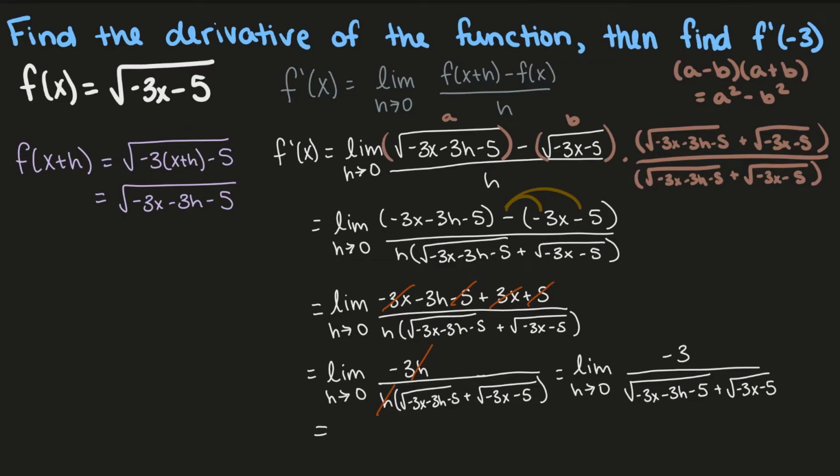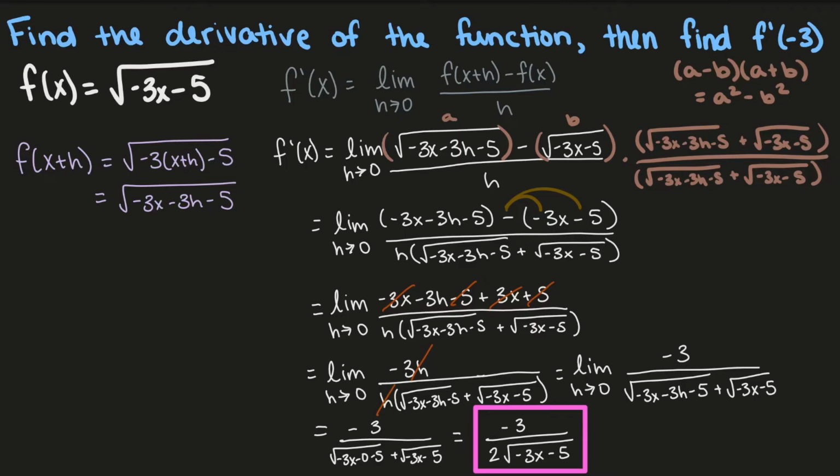When we plug in 0 for h, we get negative 3 over the square root of negative 3x minus 0 minus 5 plus the square root of negative 3x minus 5. So now these two square roots in our denominator are the same. This means we can rewrite this as negative 3 over 2 times the square root of negative 3x minus 5. And that is our derivative. We can rationalize our denominator by multiplying our numerator and denominator by that square root.